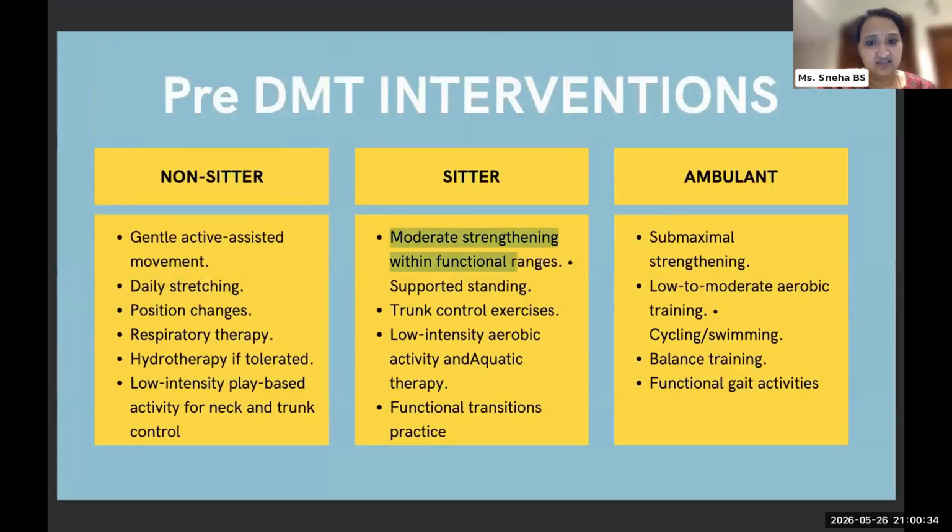Moderate strengthening exercises. So moderate is the key word here. So we're not going to fatigue the child at any cost. So we can move on to supported standing with a standing frame and necessary assistive devices. Trunk control exercises. So this is going to help activate their proximal trunk muscles, and then explore a little bit of their dynamic stability. And low intensity aerobic exercises and aquatic therapy can be well tolerated in sitters, right?